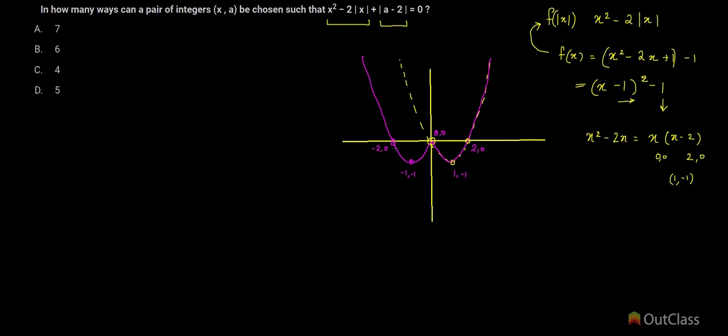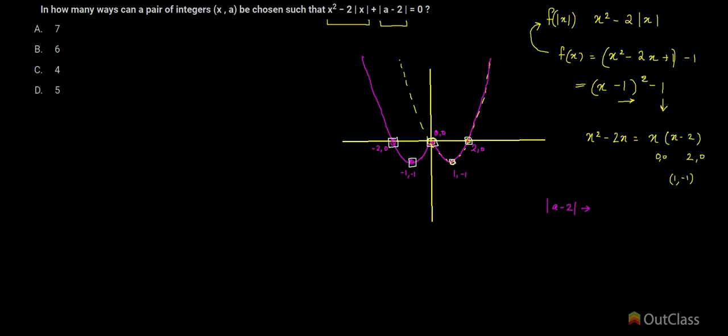Now to this function of x, we have to add mod a minus 2, and then the resultant should be 0. Now understand that mod a minus 2, because it's the output of a mod function, should be non-negative. It should be 0 or positive. So then a solution can only exist here, here. Remember also that x and a are both integers, so the solutions will only exist at these 5 points.